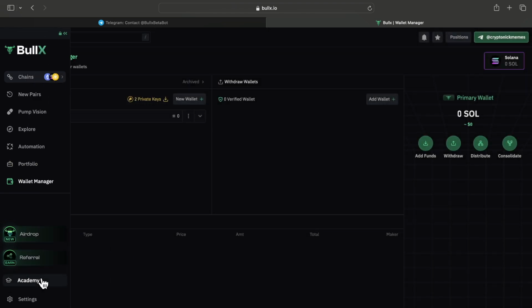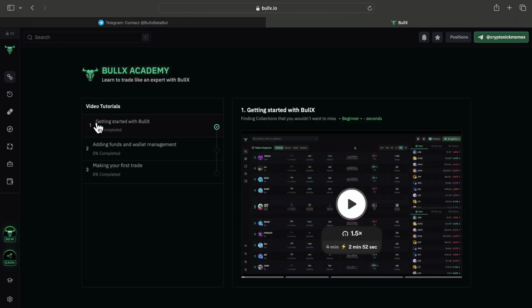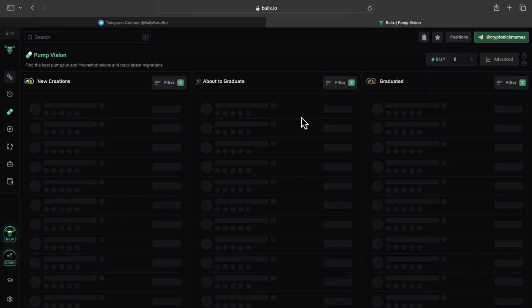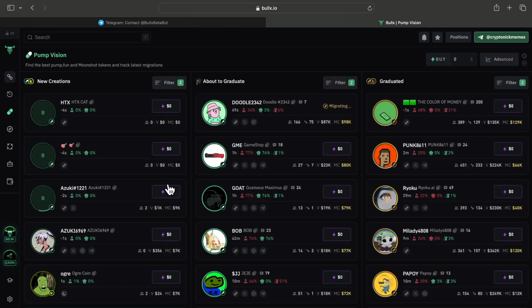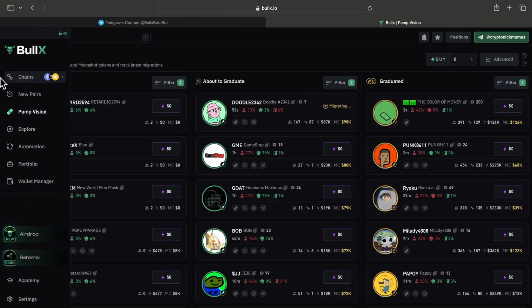And there is also this section for Binance Academy, and there is a tutorial on how you can actually get started, how you can add funds, and how you can make your first trade. So very simple to use. There also is this Pump.fun sector, but I will leave this for another video. I want to make a separate video about this.